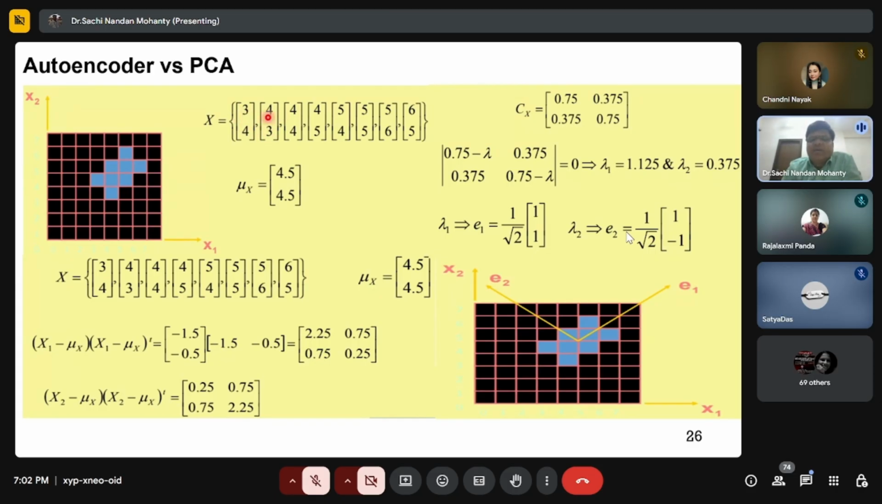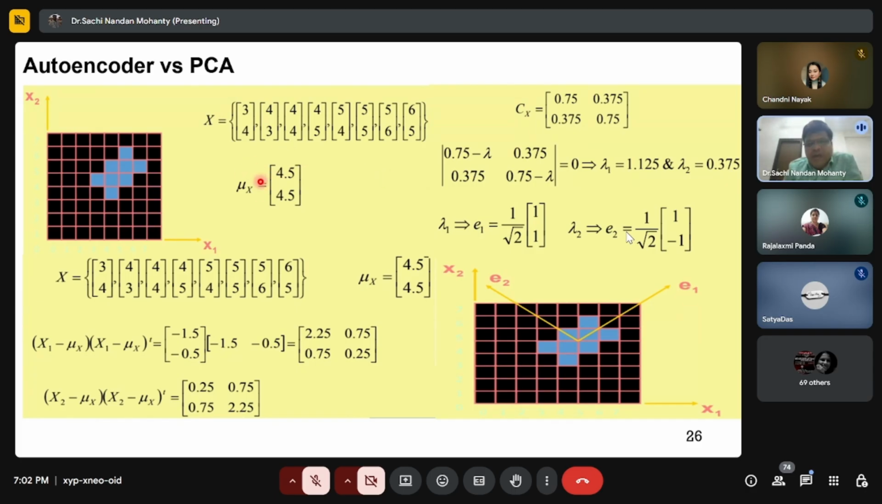I take the summation: 3 plus 4 plus 4 plus 4 plus 5 plus 5 plus 5 plus 6, divided by 8. So it is 4.5. Similarly, here also, the numerator sum divided by 8 gives 4.5. This mu x is nothing but the mean of x, right?